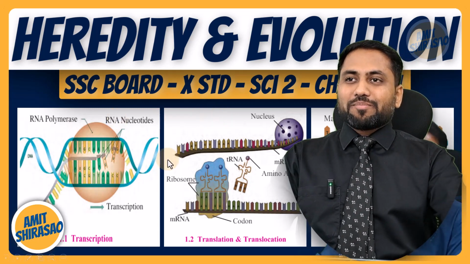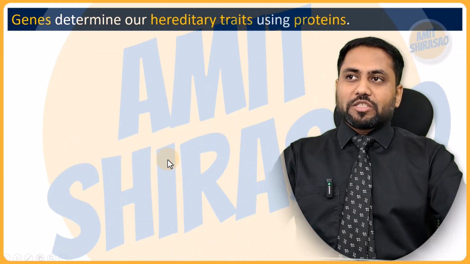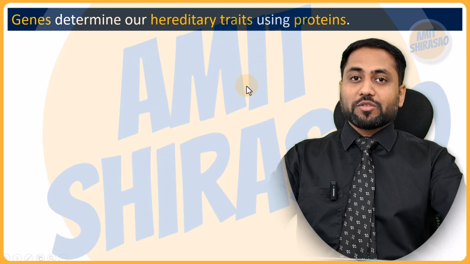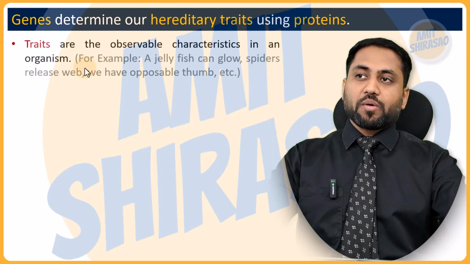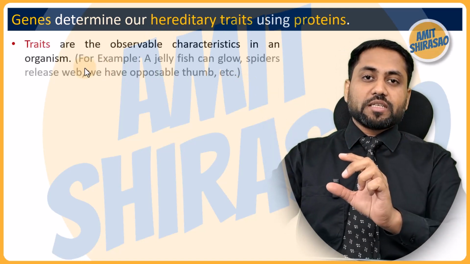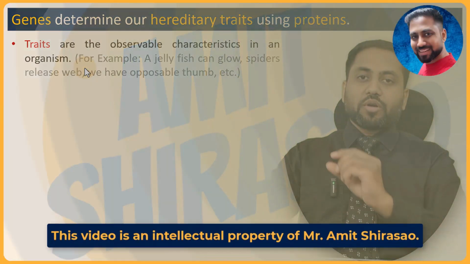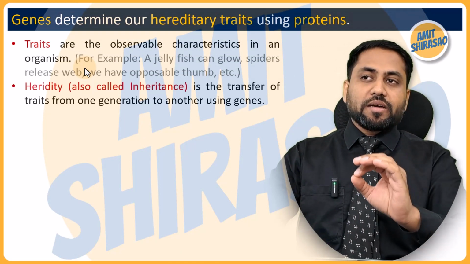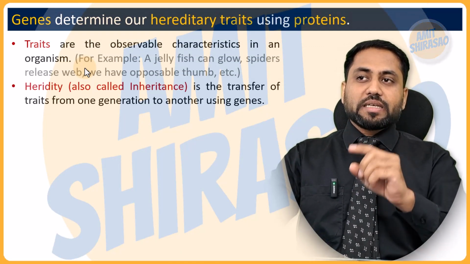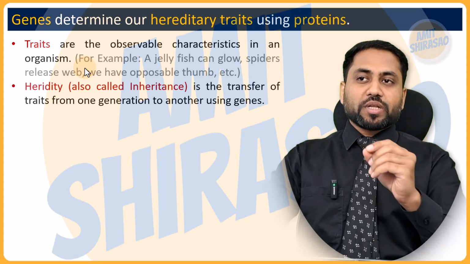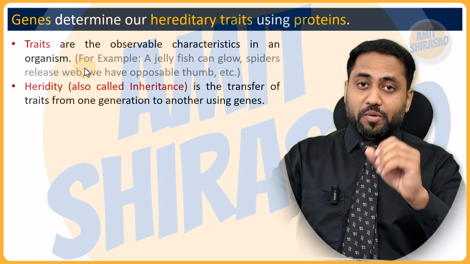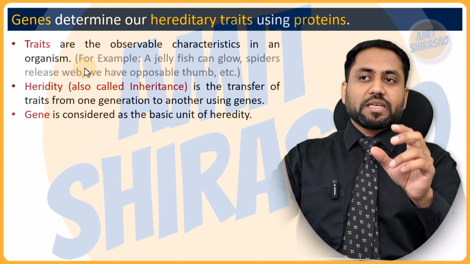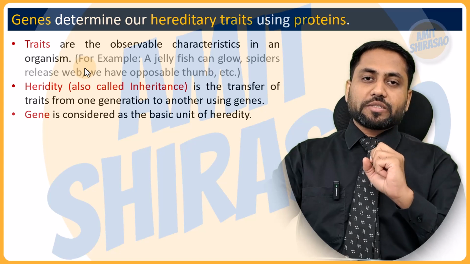First things first, let me tell you the basics. Genes determine our hereditary traits using proteins. Let me explain this. All the observable characteristics of any organism are called the traits of that organism. Heredity, also called inheritance, is the transfer of traits from one generation to another using genes. Gene is considered to be the basic unit of heredity or inheritance.